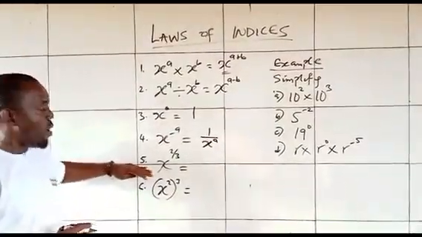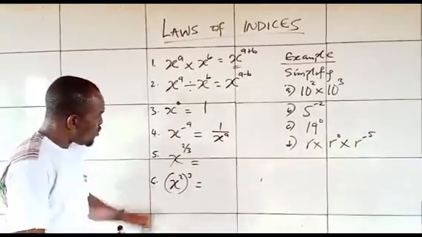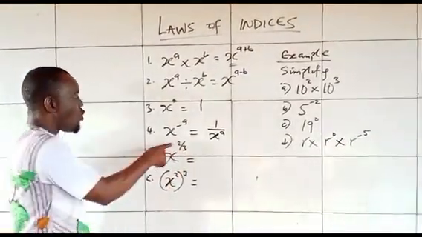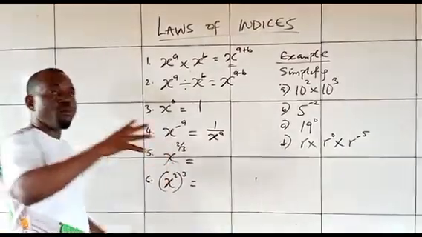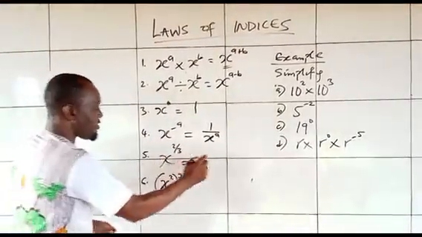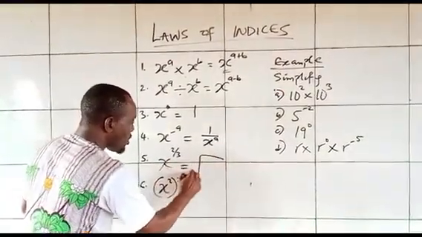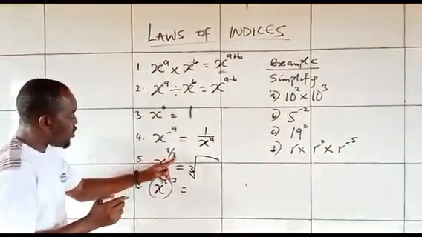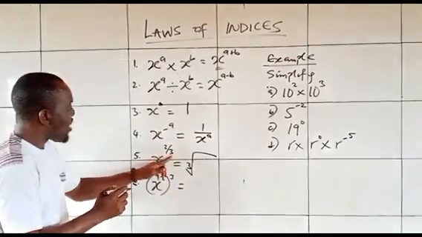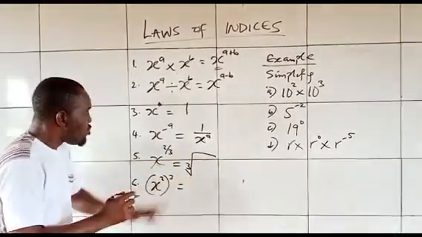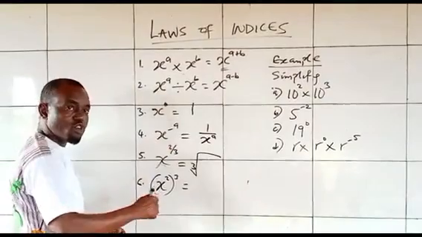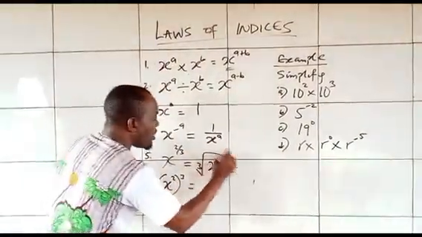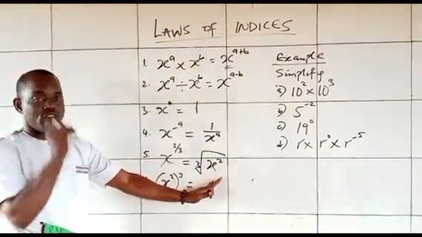Then the fifth law. In the fifth law, if you have something like this, the denominator becomes the root, while the numerator becomes the raised to power. What I mean is this. Now x, we now have the root. This 3 is the denominator, so we have cube root. If it was 2 that was here, it would become square root. If it was 5, it would be fifth root. So anything that you have at the denominator will become the root, while the numerator becomes the raised to power. This is how the law is stated.